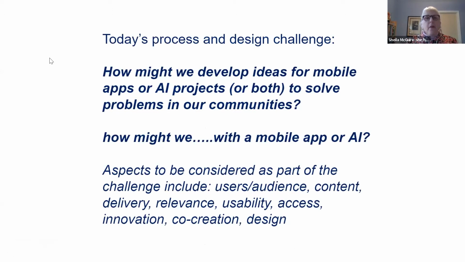So the process and design challenge, as we mentioned in the beginning: how might we develop ideas for mobile apps or AI projects to solve problems in our community? So design thinking usually starts with a question. And here, the blank right now is the problem that you are ultimately going to define for your group. How might we solve this problem with a mobile app or AI?